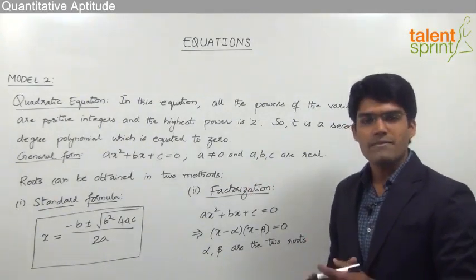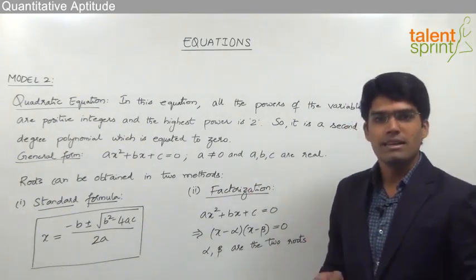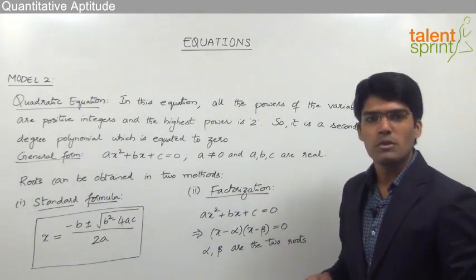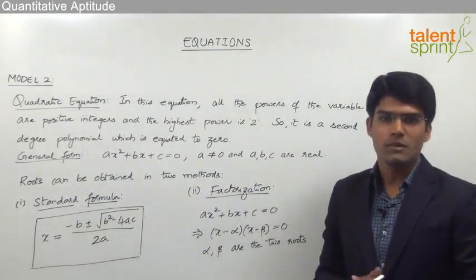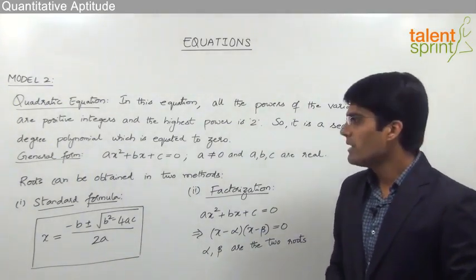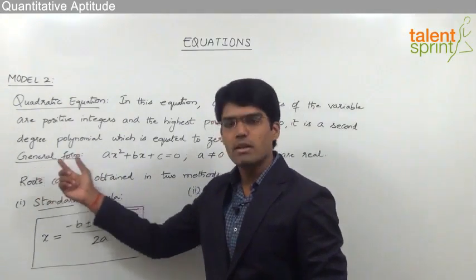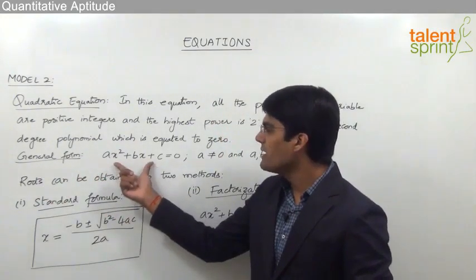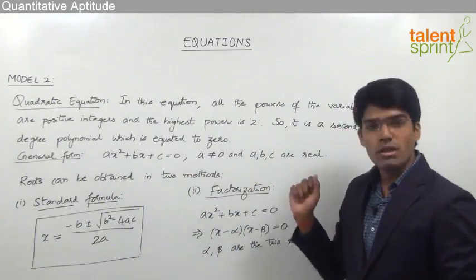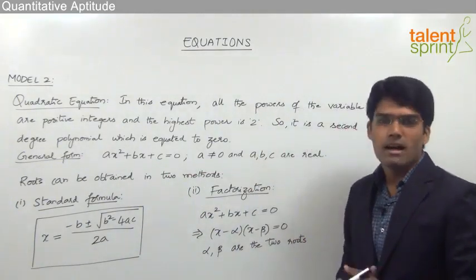That means, as we have seen in case of a linear equation, the highest power of the variable was always 1. And in a quadratic equation, the highest power of the variable is equal to 2. And all the remaining powers are positive integers. The most general form of a quadratic equation is ax squared plus bx plus c equals to 0, where a is not equal to 0 and a, b, c are real.